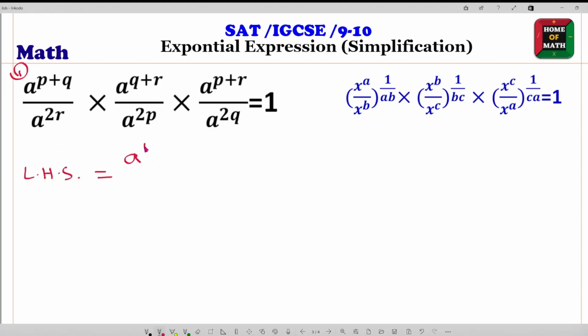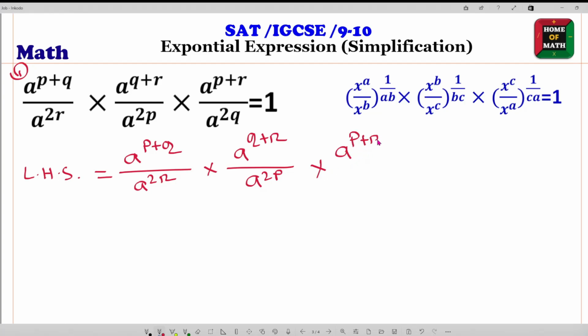a to the power p plus q divided by a to the power 2r, times a to the power q plus r divided by a to the power 2p, times a to the power p plus r divided by a to the power 2q, will be 1. So initially we have to know some laws of indices.